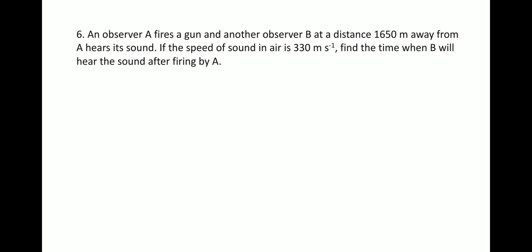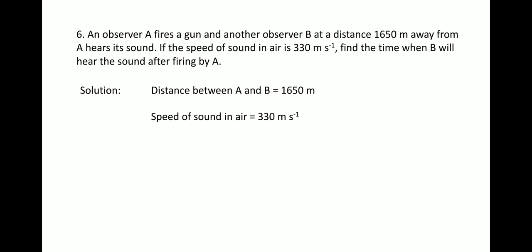Question number 6. An observer A fires a gun and another observer B at a distance 1650 meters away from A hears its sound. If the speed of sound in air is 330 meters per second, find the time when B will hear the sound after firing by A. Alright. So the distance between A and B is given, that is equal to 1650 meters. And the speed of sound in air is 330 meters per second. Now we have to find the time taken by sound to reach from A to B.